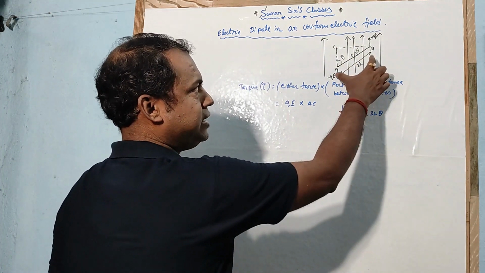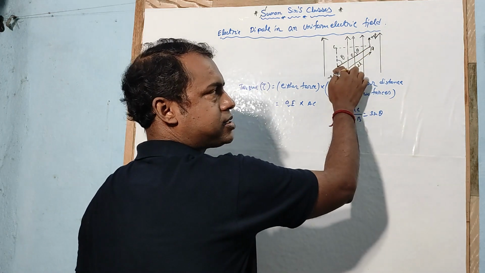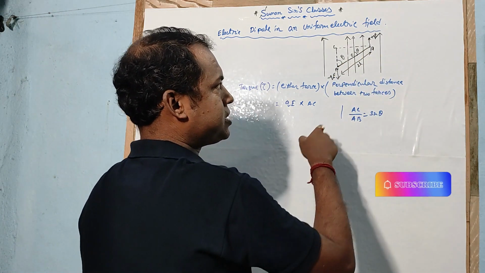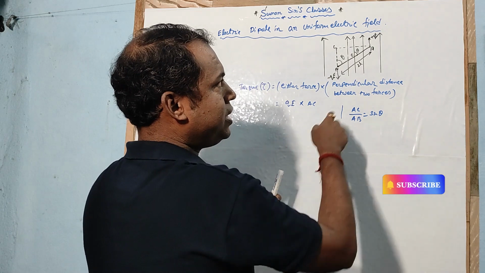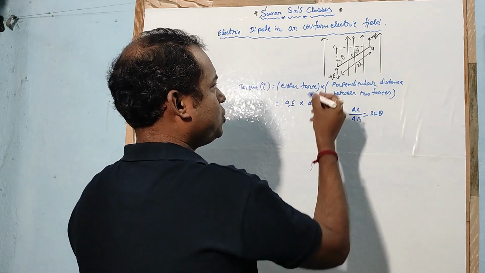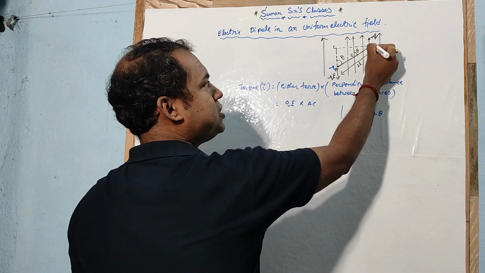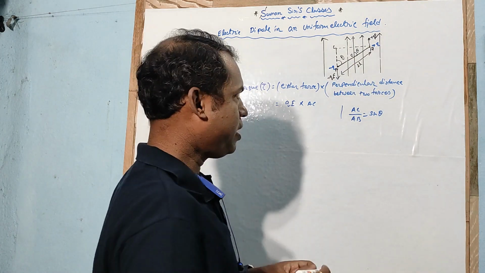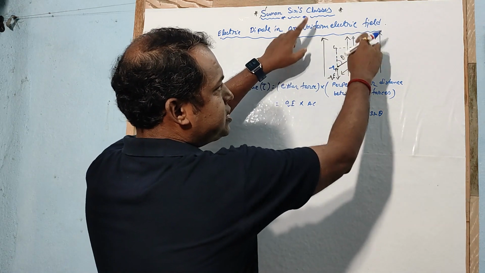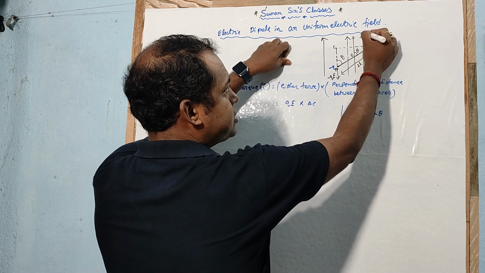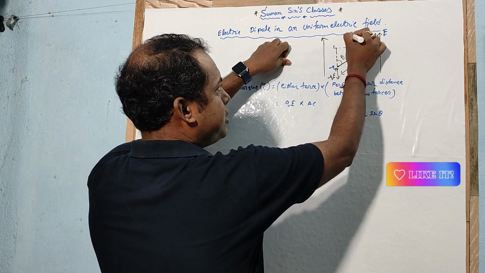Just check it out. This A and B are the two points where the dipole is placed. Minus q is placed over there and plus q is placed over there. This field is uniform. A constant electric field E is given throughout this region.